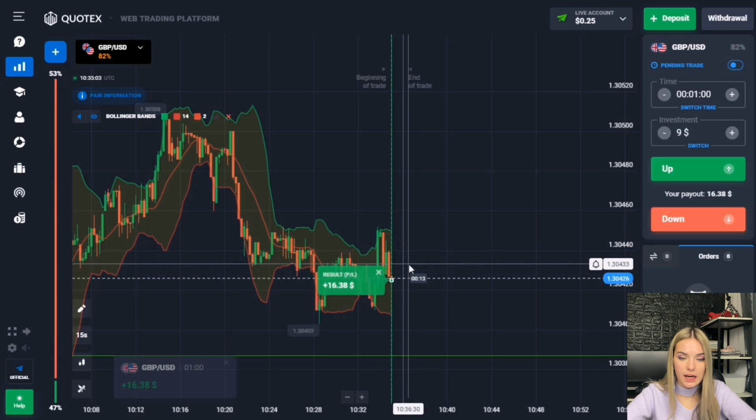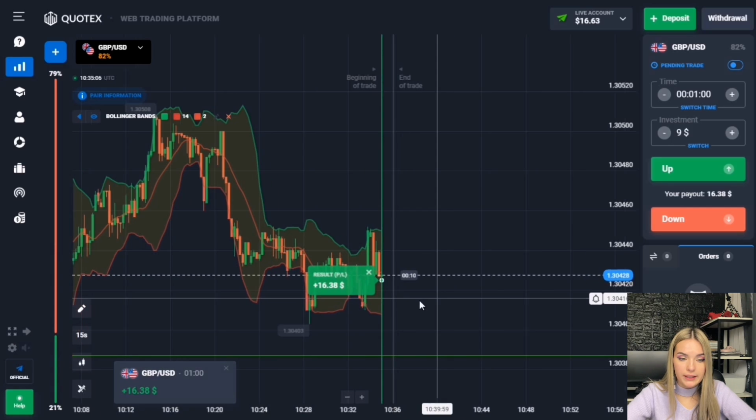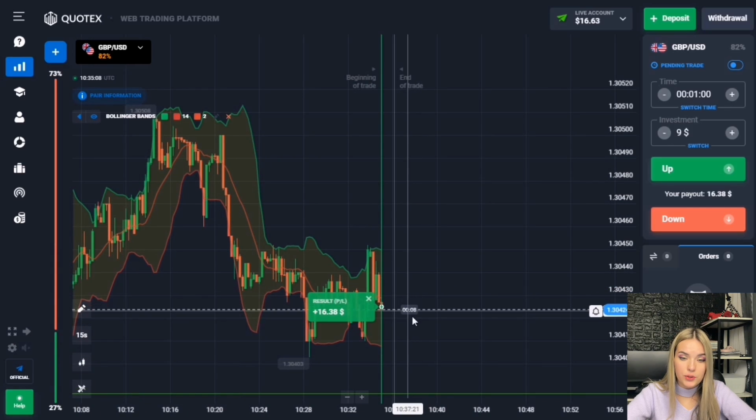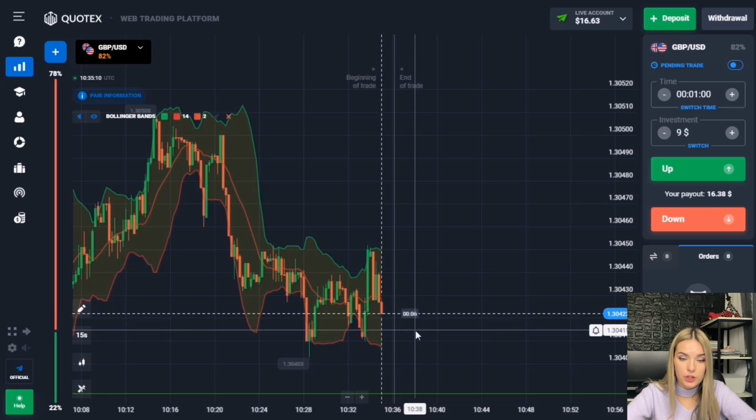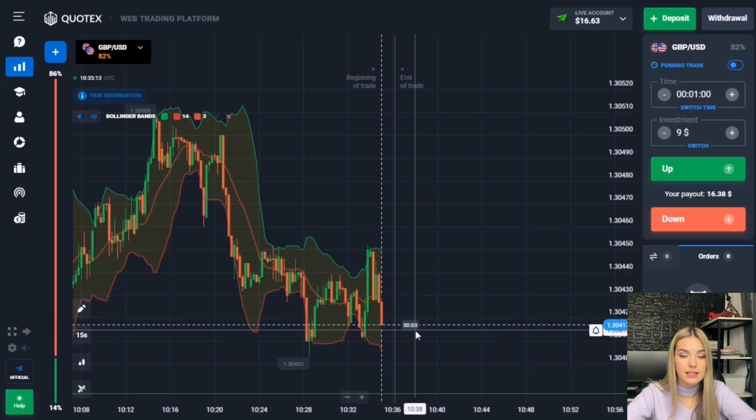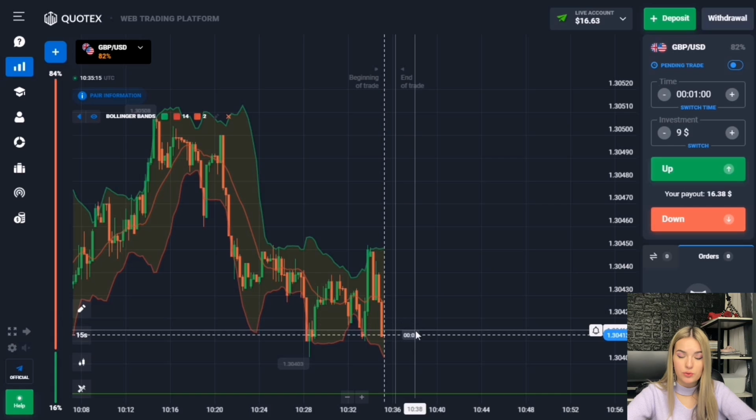Well, that's pretty good, guys. Indeed, there was a pullback down and we get profit. The indicator also helped to determine the upper limit from which a downside pullback occurred. So guys, let's continue and consider the following market situation.